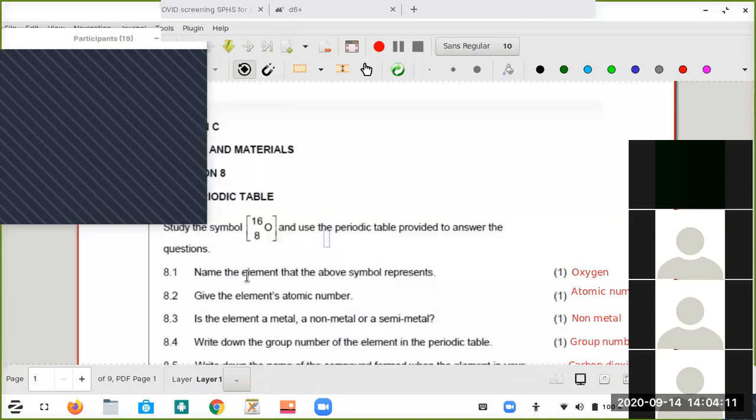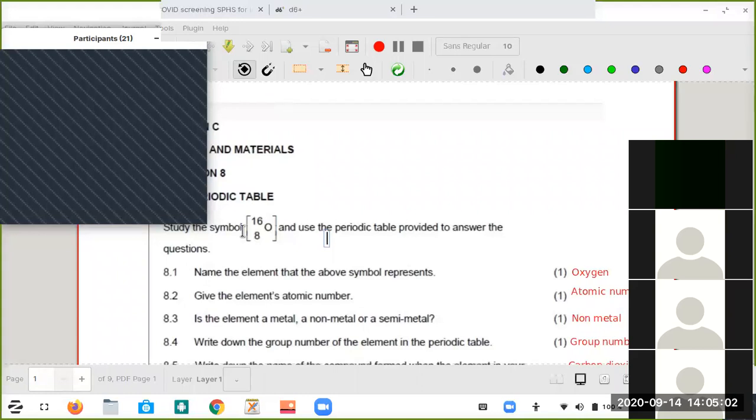Now, the first topic or first question there is matter and material. We've got question number 8. I'm just using these as revision questions, right? The question says, study the symbol 16, O and 8, and use the periodic table provided to answer the question. Unfortunately, when I posted the questions, I did not include the periodic table. In your test or in an exam, a periodic table will always be provided, right? So you may use any periodic table to answer that question, but in an exam or during the test, the periodic table will be provided.